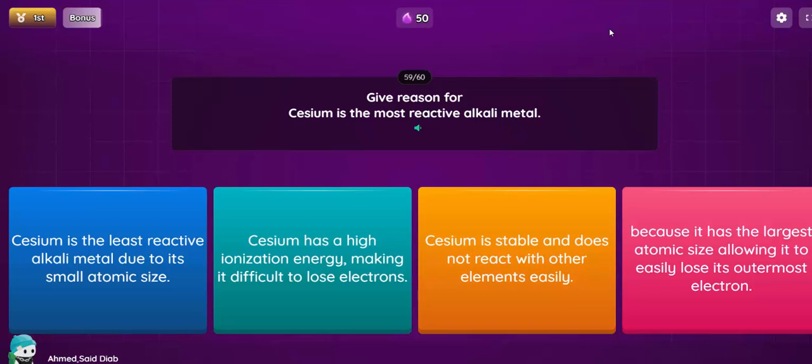Question: give reason for cesium is the most reactive alkali metal. Option 1: cesium is the least reactive alkali metal due to its small atomic size. Option 2: cesium has a high ionization energy, making it difficult to lose electrons. Option 3: cesium is stable and does not react with other elements easily. Option 4: because it has the largest atomic size, allowing it to easily lose its outermost electron.